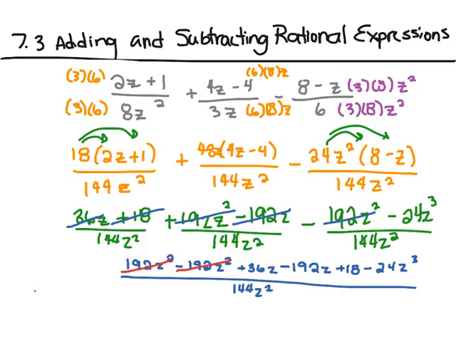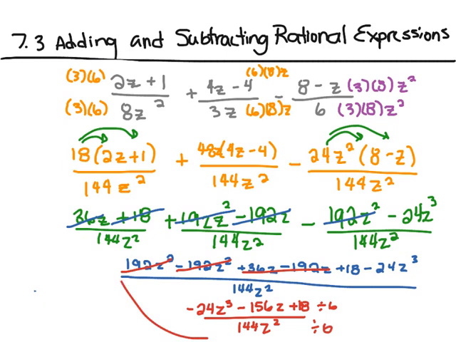You're left with negative 24z to the power of 3 plus 36 minus 192 is minus 156z plus 18 all over 144z squared. We can take out a common factor of 6 from these.